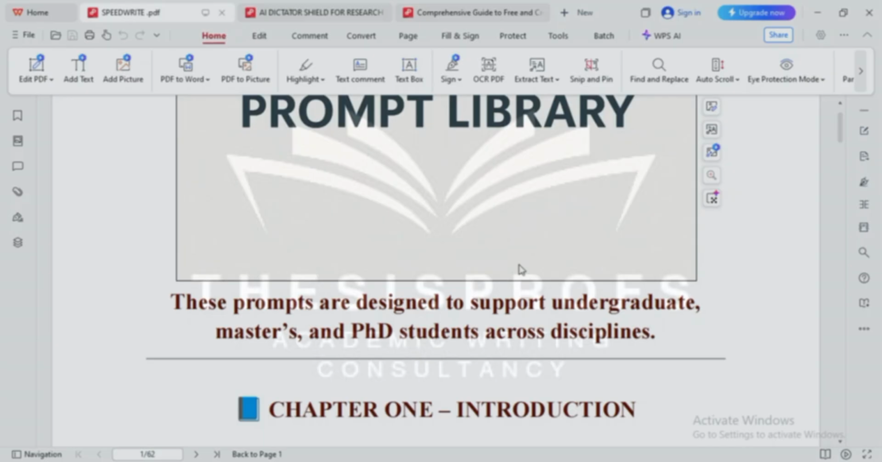By the time you are done, you no longer fear the blank page, but again, you'd understand that research writing is not about struggling alone. It's about mastering the system. Mastering the system. So are you ready? All right, so let's begin.